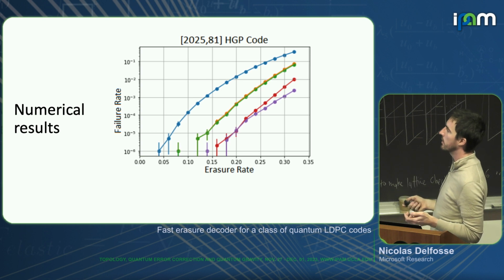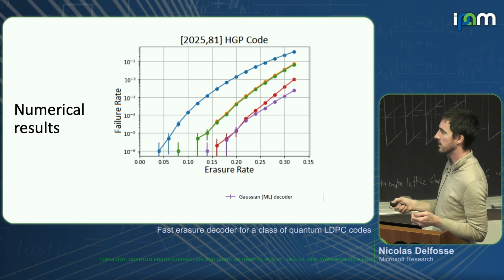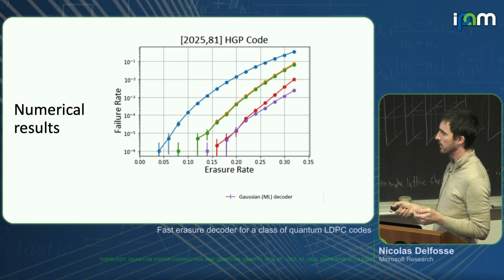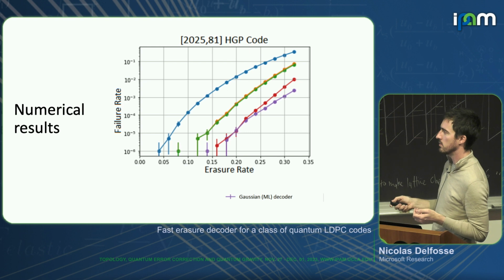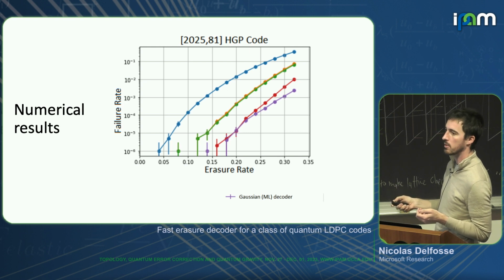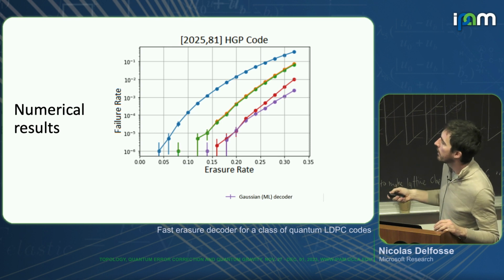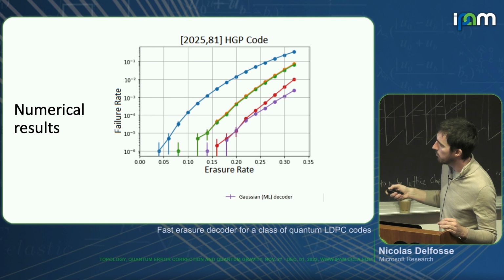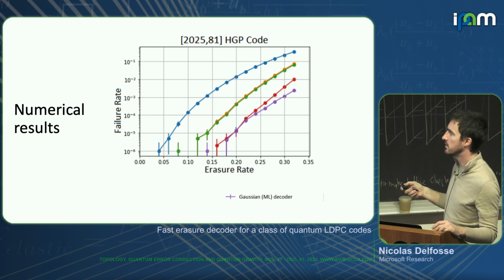Now let's look at how it works. So the Gaussian ML decoder is here in the bottom. The horizontal axis is the noise rate, the erasure rate. And the vertical axis is the logical error rate. So when there is less noise, the logical error rate goes down. The decoder fails less often. And the ML decoder is the one in the bottom. It's the purple one with the best performance. It's the optimal decoder, but it's cubic complexity.